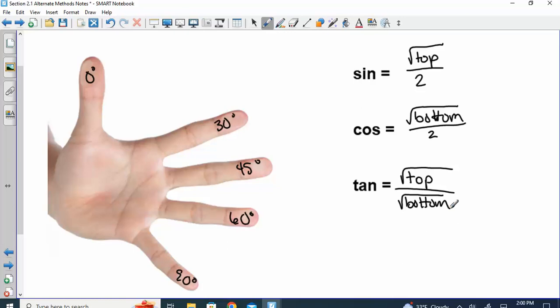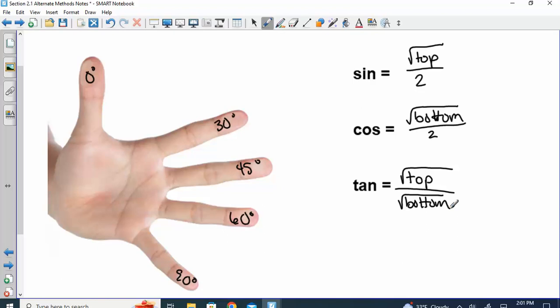All right, so here's how it works. If I said I want the sine of 30 degrees, you fold in your 30-degree finger, so that's our index finger. Sine is the square root of the top over 2. So when I say top, I mean the fingers above the one we folded in. So how many fingers are above the one I folded in? 1. So I get the square root of 1 over 2. What's the square root of 1? You get 1/2. Is that what we wrote down for the sine of 30?